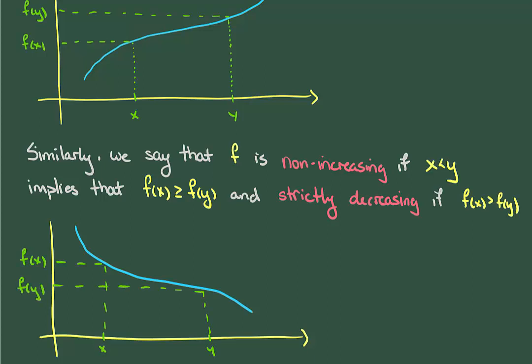Now, nothing here mentions derivatives or differentiability, and indeed, increasing functions don't have to be differentiable. However, if our function is differentiable, we expect the derivative to say something about increasing or decreasing. That's because the derivative measures the instantaneous rate of change. So if the derivative is positive, our function is getting bigger, and hence a positive derivative should correspond to an increasing function. And vice versa, a negative derivative should correspond to a decreasing function.